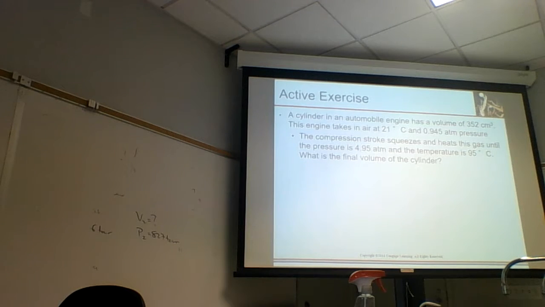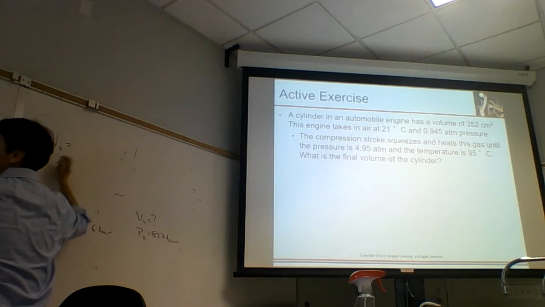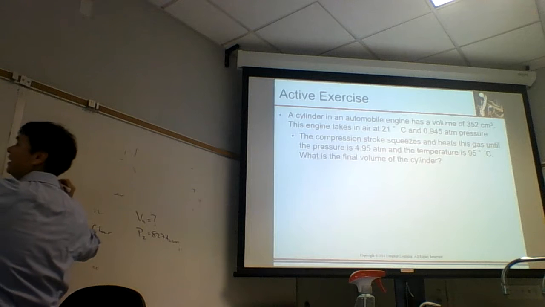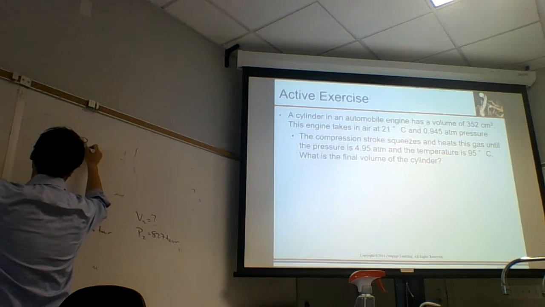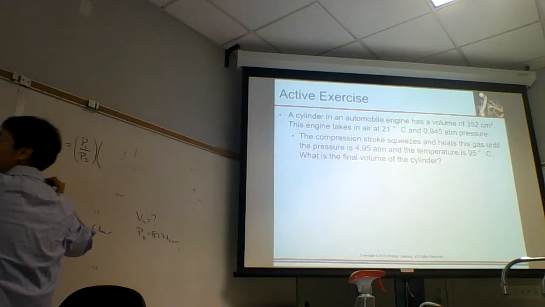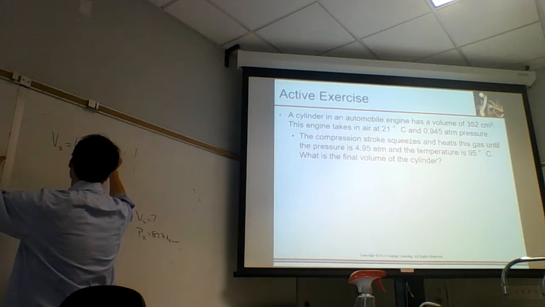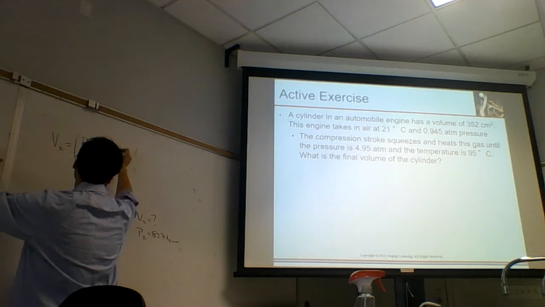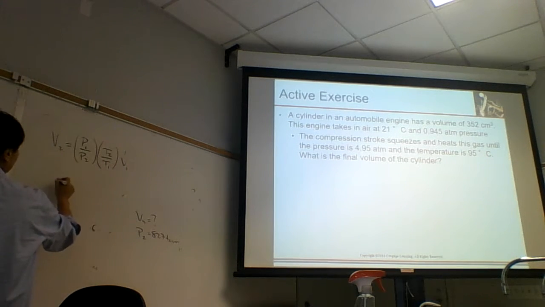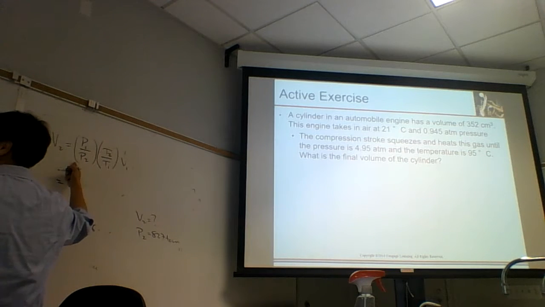All right, so we're solving. What we're going to have is two fractions here. V2 is equal to, the first one we'll do is the pressure fraction, maybe. V2 is equal to P1 over P2. And then we'll do the temperature fraction. The temperature fraction will be T2 over T1, and then the volume, V1. And so the first pressure fraction is P1 over P2.